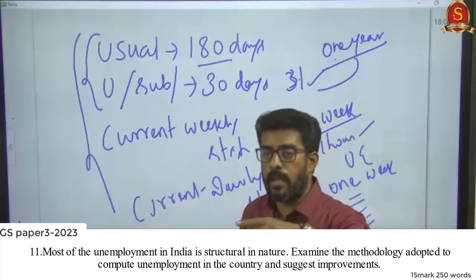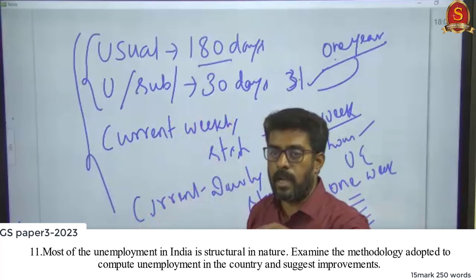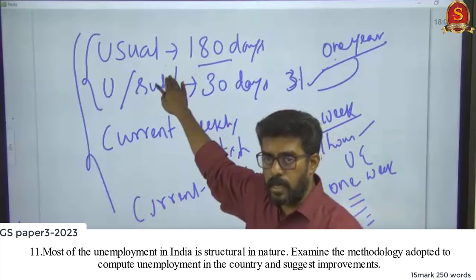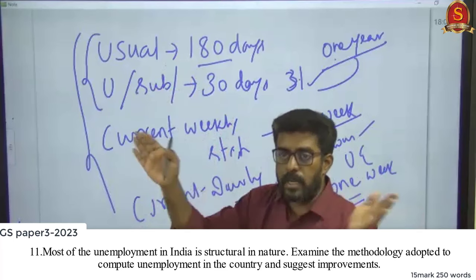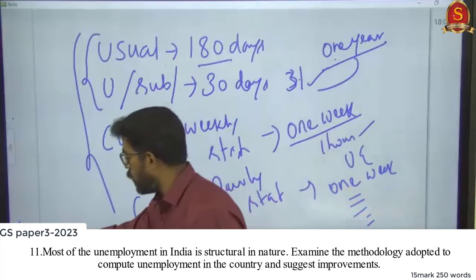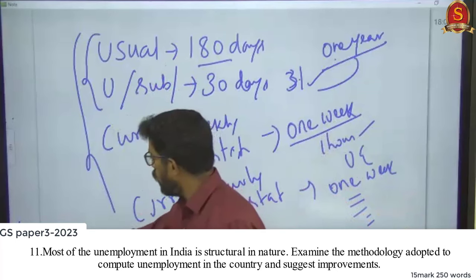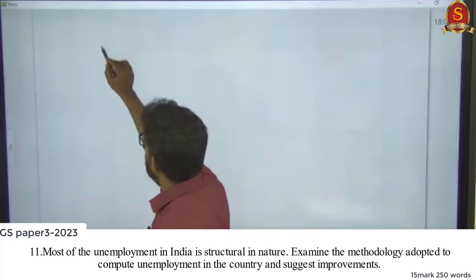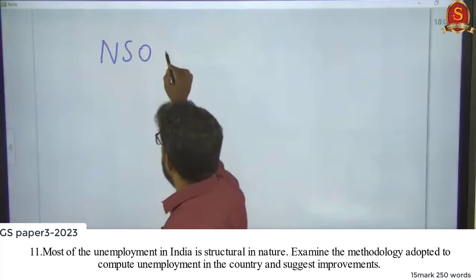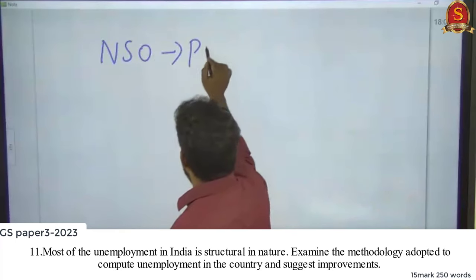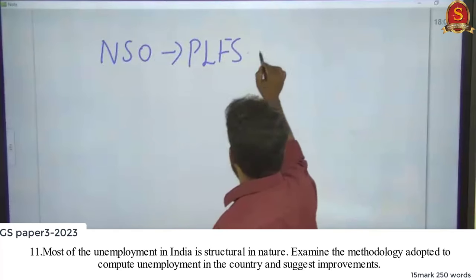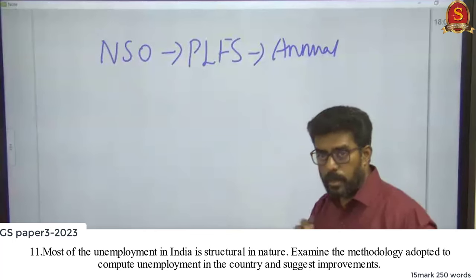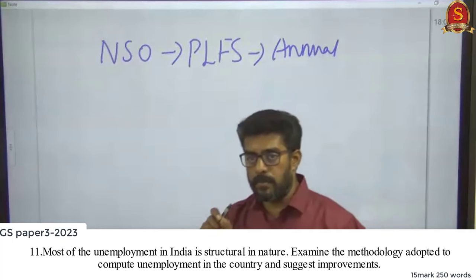How do we arrive at whether a person is employed or unemployed? Using the usual principal status and subsidiary status, what are the two different data we have in the economy that you must mention in the paper? One is from the NSO. NSO is releasing the data called the Periodic Labor Force Survey. This data is annual data. So you have to mention that NSO releases the Periodic Labor Force Survey.